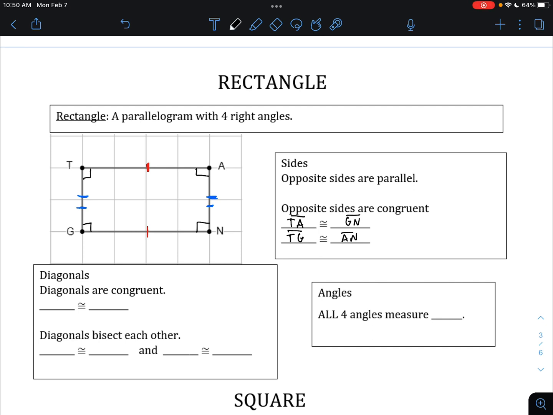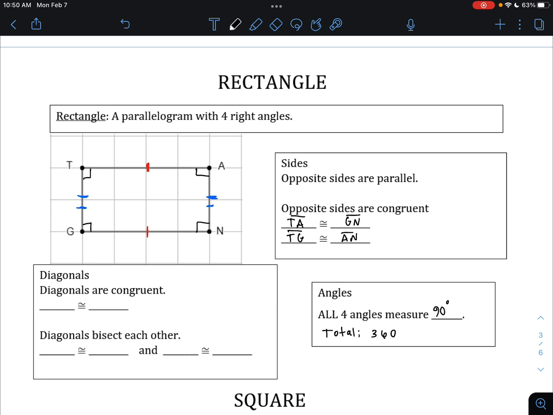We're going to go ahead and just fill this blank in over here. We know that all four angles measure 90 degrees, and that means the total should be 360, because the total number of angle degrees in any quadrilateral is 360.